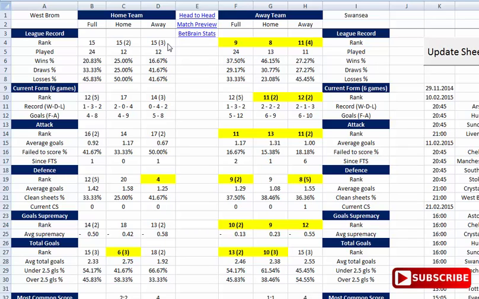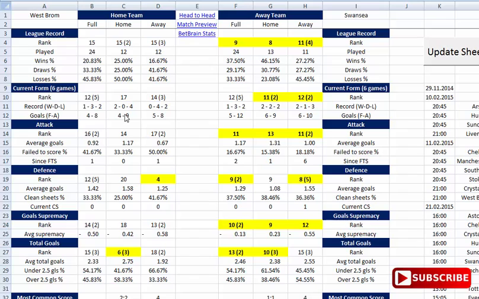We don't go into goal difference or anything like that with this. It's not quite that sophisticated. This will tell us the number of games that have been played in full, both home and away, is 24. And over here you can see there have been 12 home games and 12 away games. Okay, and then you can see the win percentage, the draw percentage and the loss percentage for full, home and away.